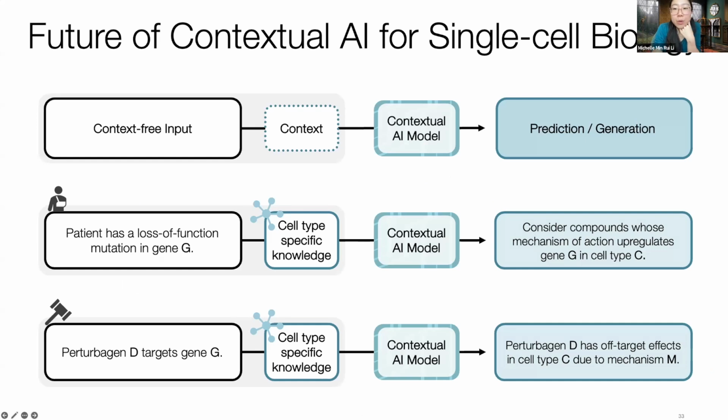There's a lot of potential now to incorporate context to generate contextualized predictions for precision medicine. For example, I'm really interested in scenarios where we have a patient who has a loss of function in a particular mutation, and with an understanding of that particular gene's cell type specific activity, and our contextual AI model like PINNACLE or a variant of PINNACLE, we can make recommendations like: consider compounds whose mechanism of action upregulates this particular gene in this cell type. Or say, given a perturbagen of interest that targets a particular gene, and our understanding of cell type specific knowledge and our contextual AI model, we can predict which cell types we may observe off-target effects in and why.